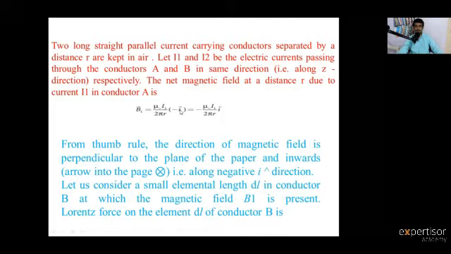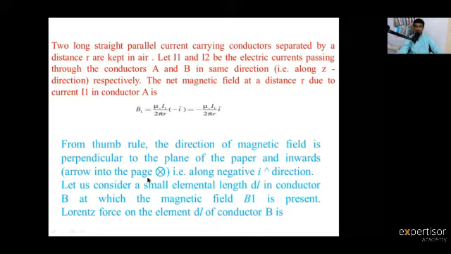Why? Because the magnetic force generated by the first conductor and the magnetic force generated by the second conductor are in opposite directions. So this is the magnetic field B1 generated by the current I1. From the thumb rule, the direction of the magnetic field is perpendicular to the plane of the paper. So what is the direction of the magnetic field? Perpendicular to the plane of paper and inwards.